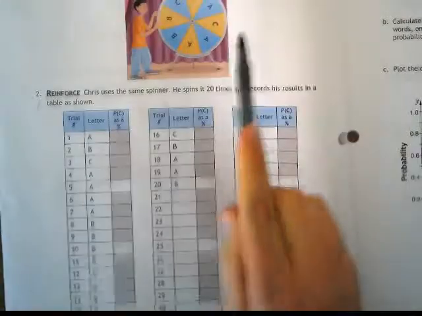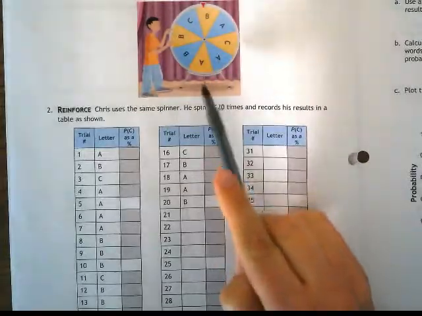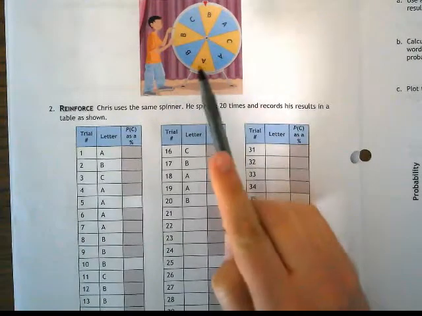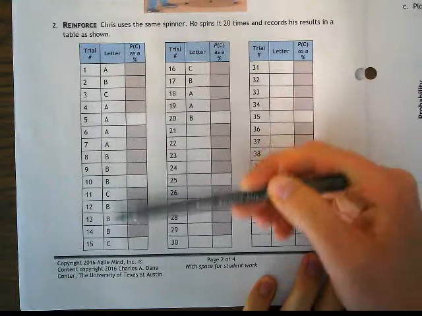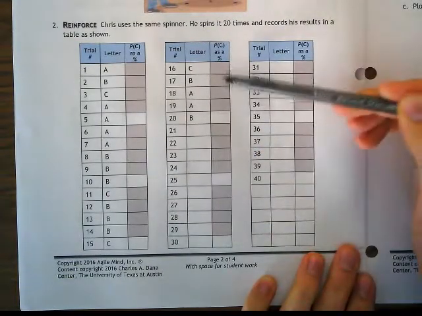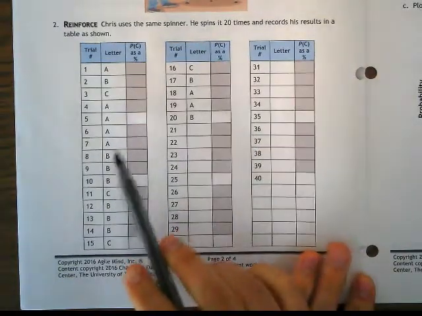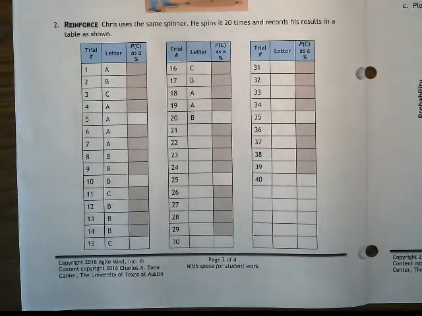For this page, we're going to look back at Chris and the spinner that he was spinning yesterday. Yesterday, he spun the spinner 20 times, and these are all of the results that he got. This page is asking us to do something a little bit different from yesterday.